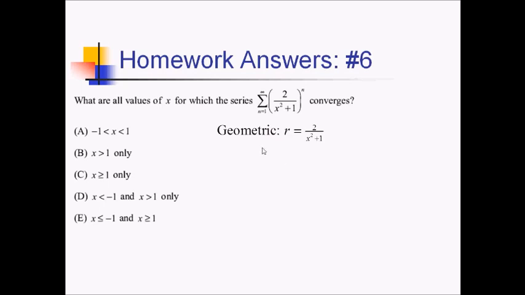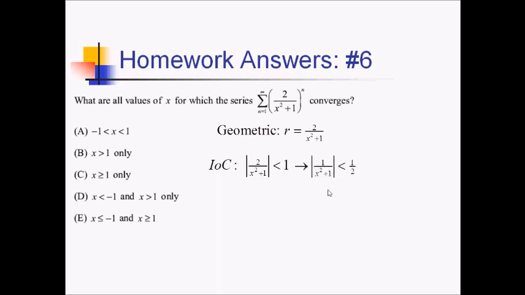Since this is geometric, to find the radius of convergence and the interval of convergence, I have to take this common ratio, absolute value of this stuff, and set it less than 1. So absolute value of 2 over x squared plus 1 is less than 1. That's my starting point. And now I'm going to start solving for this thing. So to do that, I'm going to start by dividing both sides by 2 to get rid of this 2 here. So I'll have 1 over x squared plus 1 absolute value is less than 1/2.